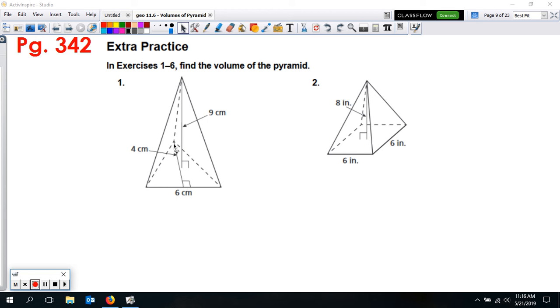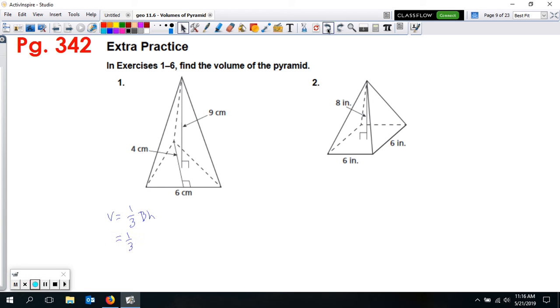And then 4 centimeters is your height. And so that would be the base times the height here divided by 2 for just the base area. And then we multiply that by the 9 for the height, but then because it's a pyramid, we've got to multiply by 1/3. Don't forget that.